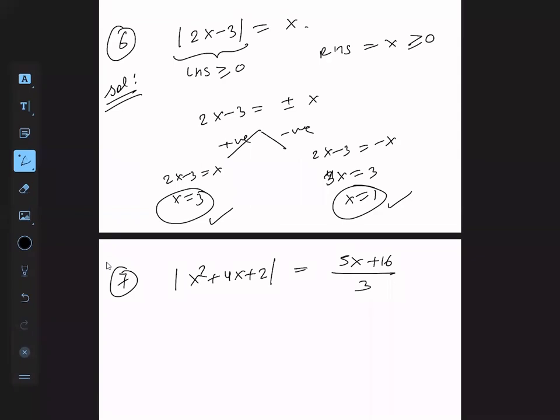If x comes out negative, then we have to reject it, because RHS, x, is always a non-negative number. x is always greater than or equal to 0. So we have to reject it if x comes out negative. x equal to 1 is a positive number.